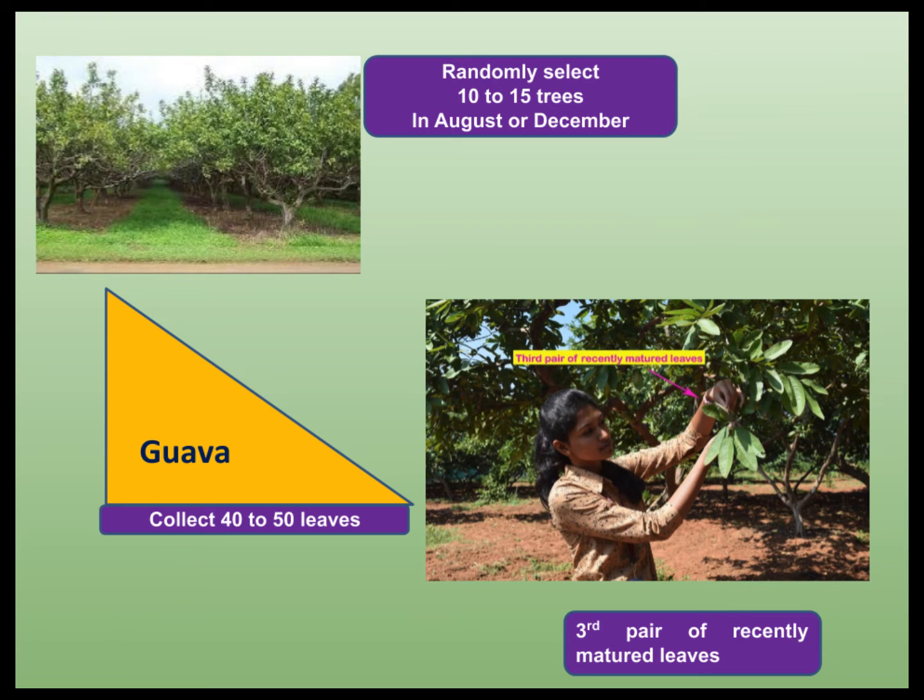Guava yields twice a year and in some places throughout the year. Hence, you can collect leaf samples either in August or December. Select randomly 10 to 15 trees and locate the third pair of recently matured leaves and collect 40 to 50 such leaves per hectare and transfer to the sample bag.